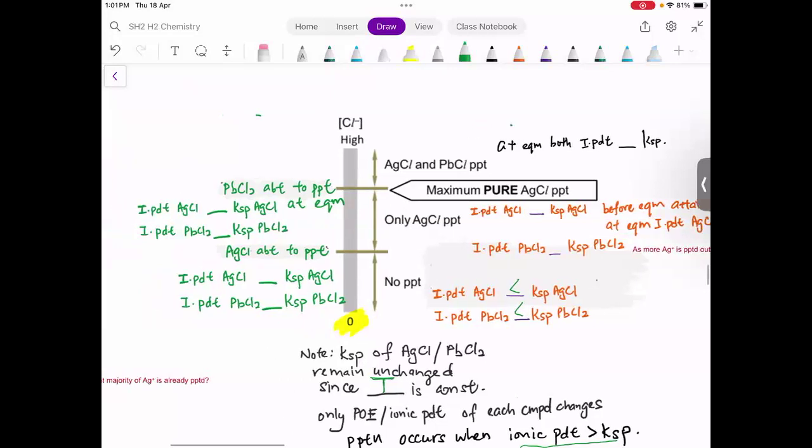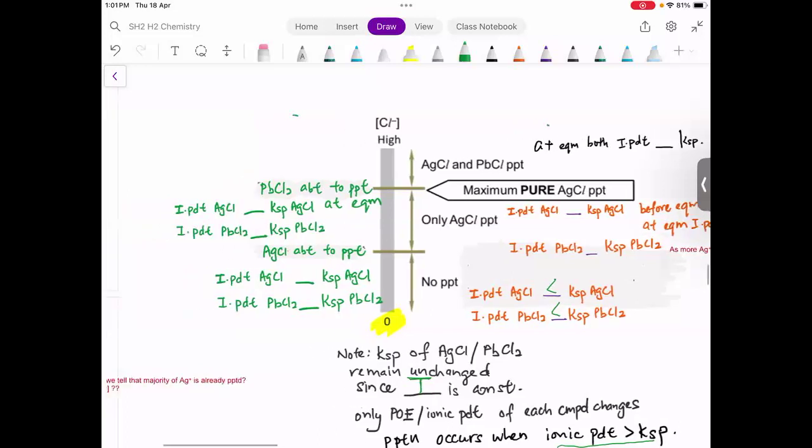But as you add more bit by bit, it can hit the minimum chloride concentration for silver chloride to precipitate out. The moment silver chloride is about to precipitate, we must recognize that the ionic product must be equal to Ksp first. When it's about to precipitate, meaning it hasn't precipitated out yet, the ionic product must be equal to Ksp. And at this moment, the ionic product of lead chloride is still lesser than the corresponding Ksp. Not high enough.